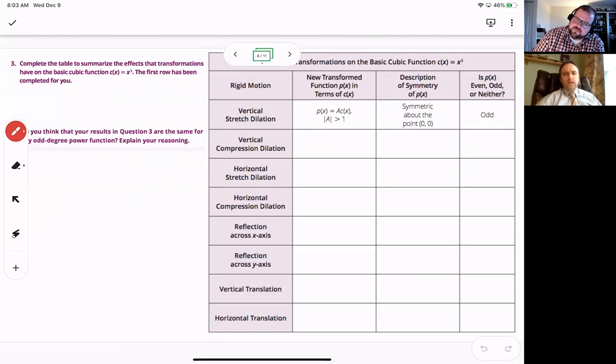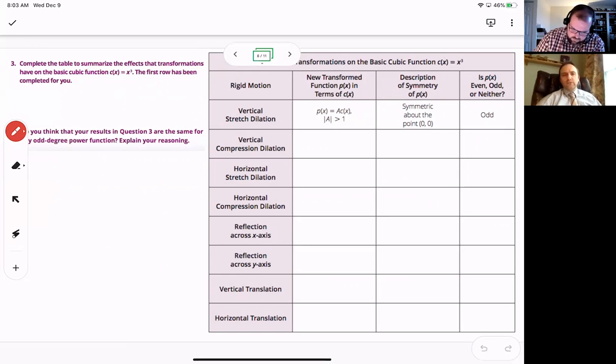I think we'll be okay talking about it, and then we just need to clarify because they use stretch and compression, which are not words that the kiddos are necessarily going to use. So I think we'll be okay. We just need to make sure we're clear in what we're talking about.